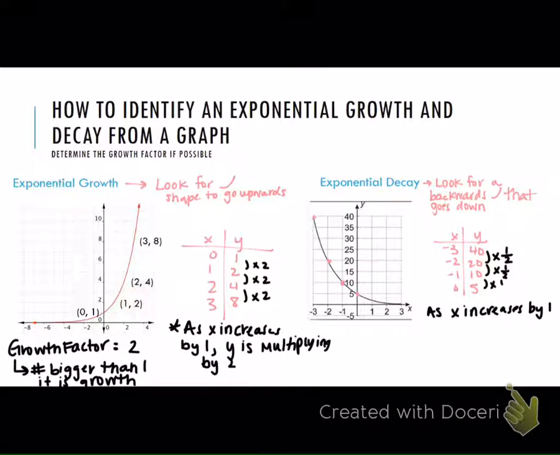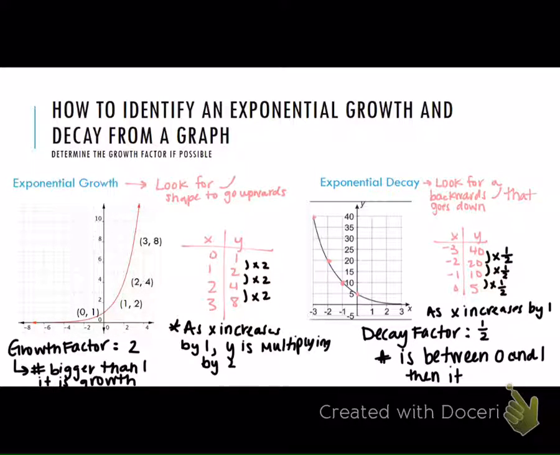Yes? Would it have to be negative? No, it should never be negative, because if it was negative, it would switch signs. So your decay factor is 1/2. So if your number is between 0 and 1, then it is decay. That is a lot that you guys just learned there, so take it all in. See what questions you have for me. If there are no questions after you've taken it all in, you can flip to the next page.